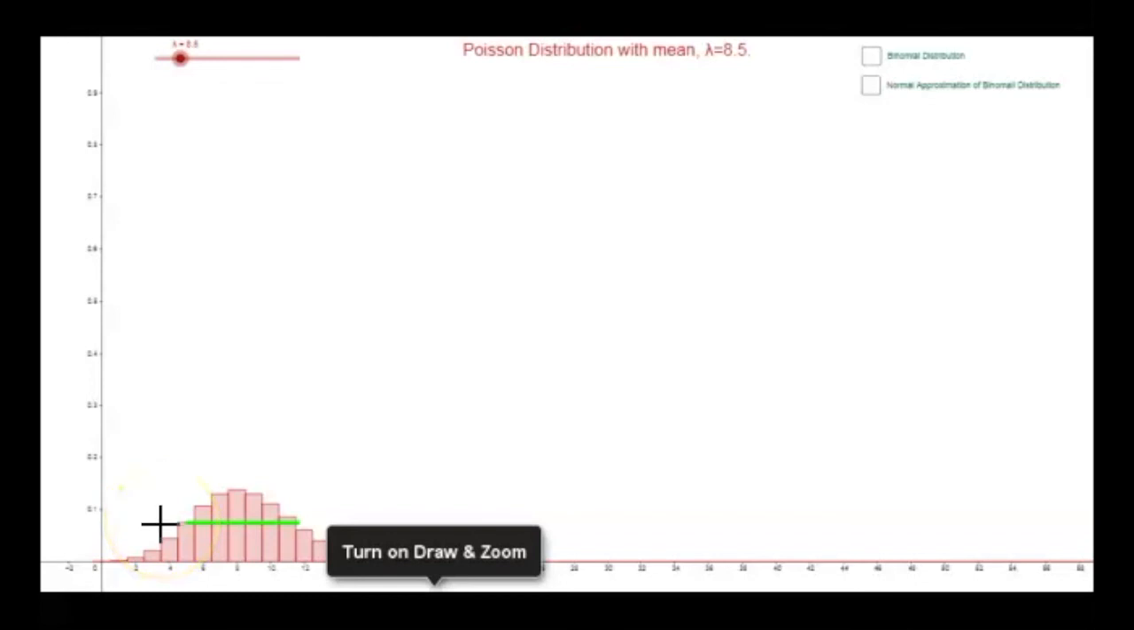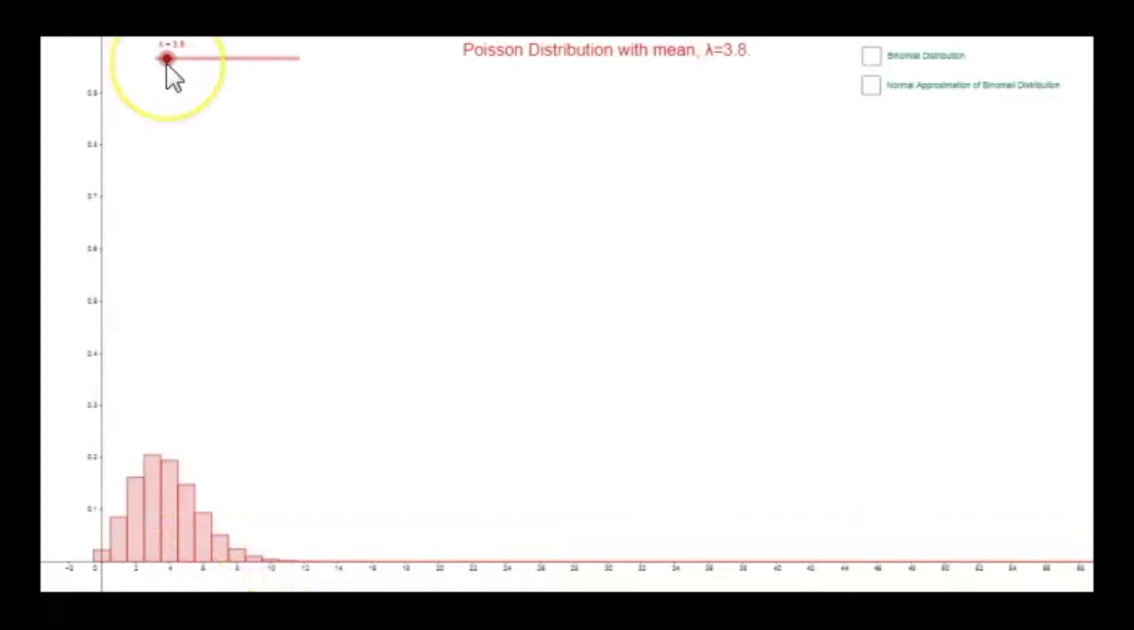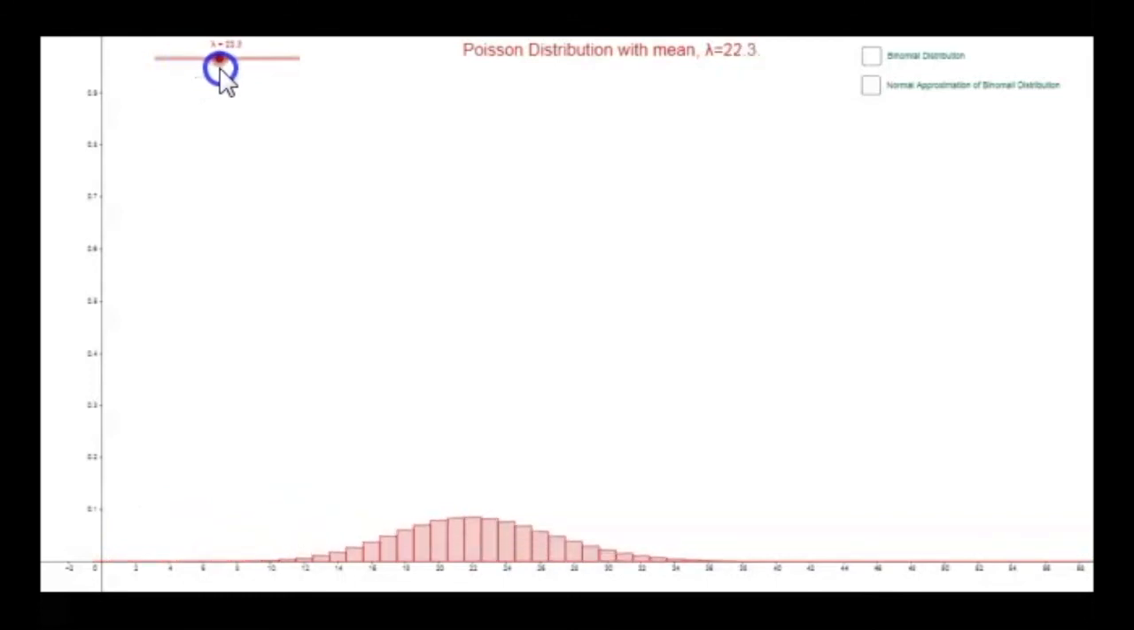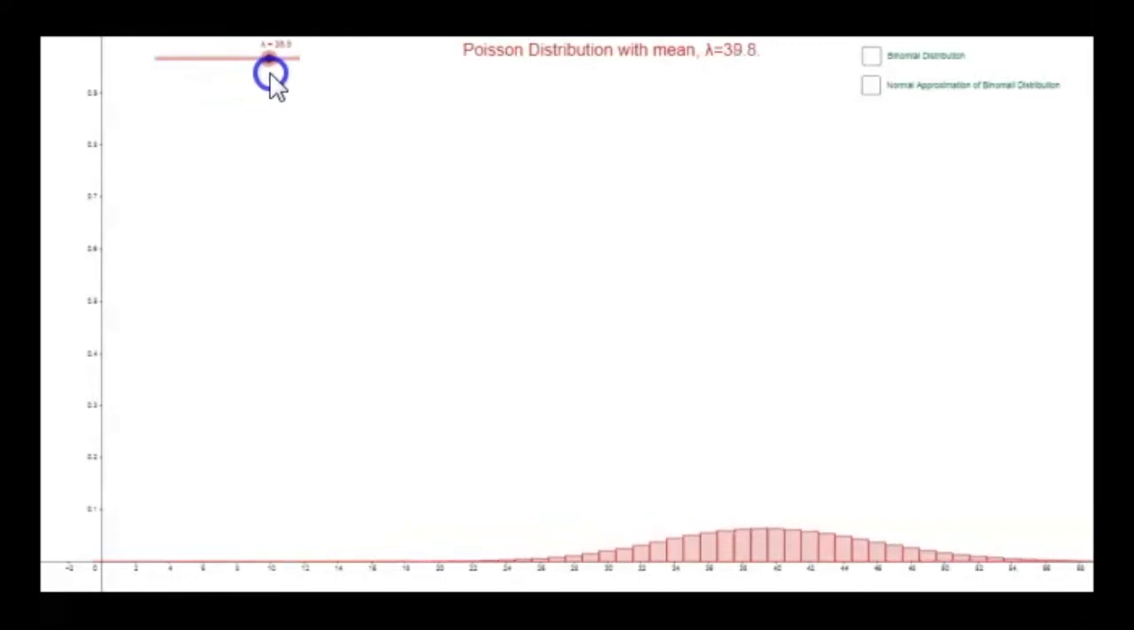The graph looks symmetrical, but if we look at the probability that x equals 5, it is not the same as the probability that x is equal to 11, even though by eye it does look fairly similar. The higher we make the value of lambda, the more symmetrical the curve becomes. So for large values of lambda, the curve is symmetrical, and it becomes closer and closer to a normal distribution.